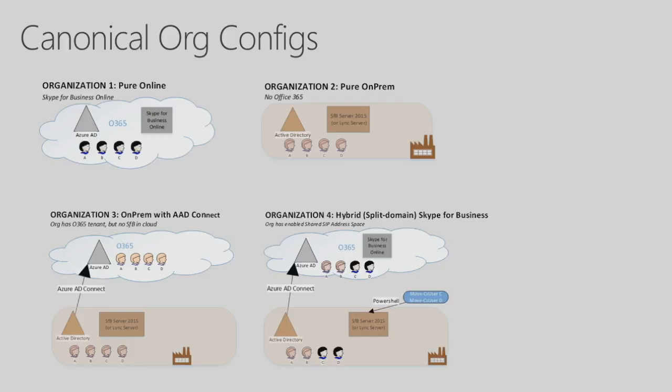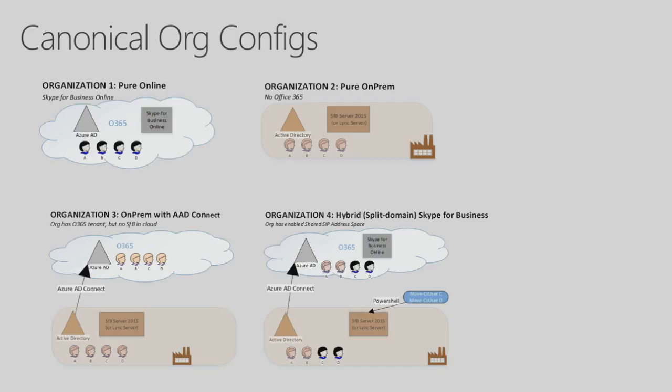So in organization 1 in the upper left, this is what I would call a pure online organization, right? They have no on-premises authentication. Their authentication is through AAD. They're using Skype for Business Online. They're all in. They bet the farm. Organization 2 is pure on-prem. This is maybe what everybody had 10 years ago. It's nothing connected to O365. Everything is on-prem.